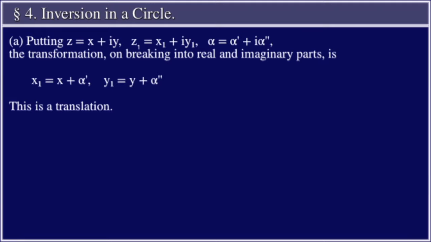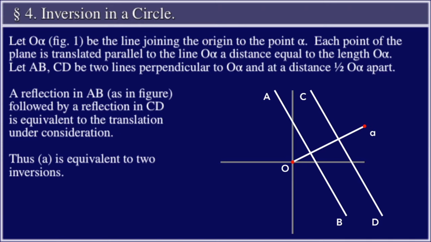A. Putting z equal to x plus iy, z1 equal to x1 plus iy1, alpha equal to alpha prime plus i alpha double prime. The transformation on breaking into real and imaginary parts is x1 equal to x plus alpha prime, y1 equal to y plus alpha double prime. This is a translation. Let O alpha, figure 1, be the line joining the origin to the point alpha.